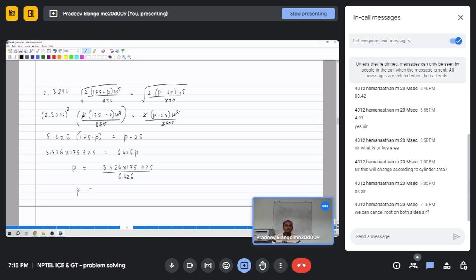So can you calculate this? We can cancel root on both sides, yeah, we can cancel, no? We will take square, so then everything will get cancelled. We cannot cancel when there is a non-square term like this, a non-root term. That is why I have taken square, and then only this 2.32 will have a square. Other terms' root will be gone.